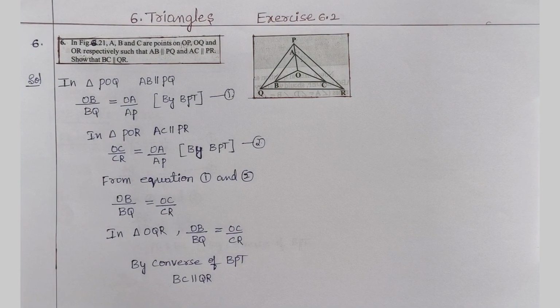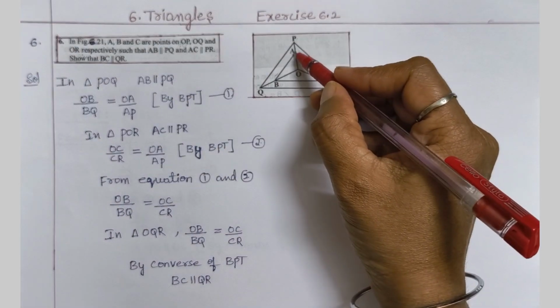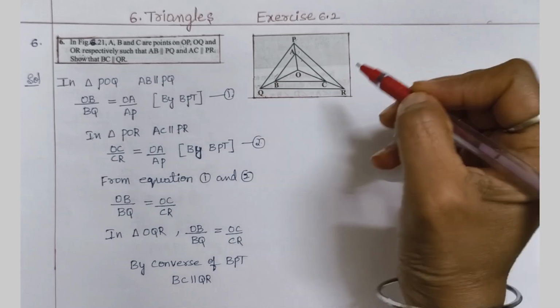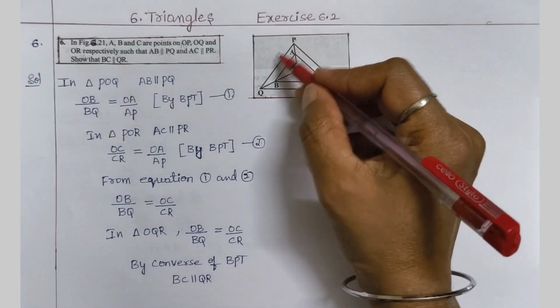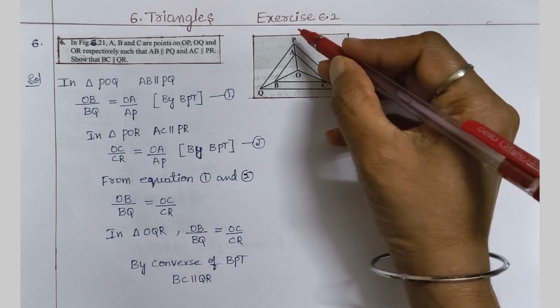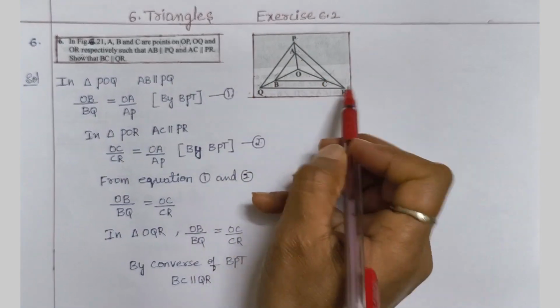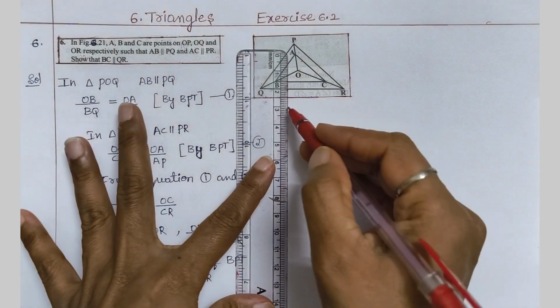This is the question. See here, once again, if not understood, I will explain what the question is. A is the point on OP, B is the point on OQ, C is the point on OR. Next, AB parallel to PQ, AC parallel to PR. Now we have to prove BC parallel to QR. Okay, step by step I will explain here.